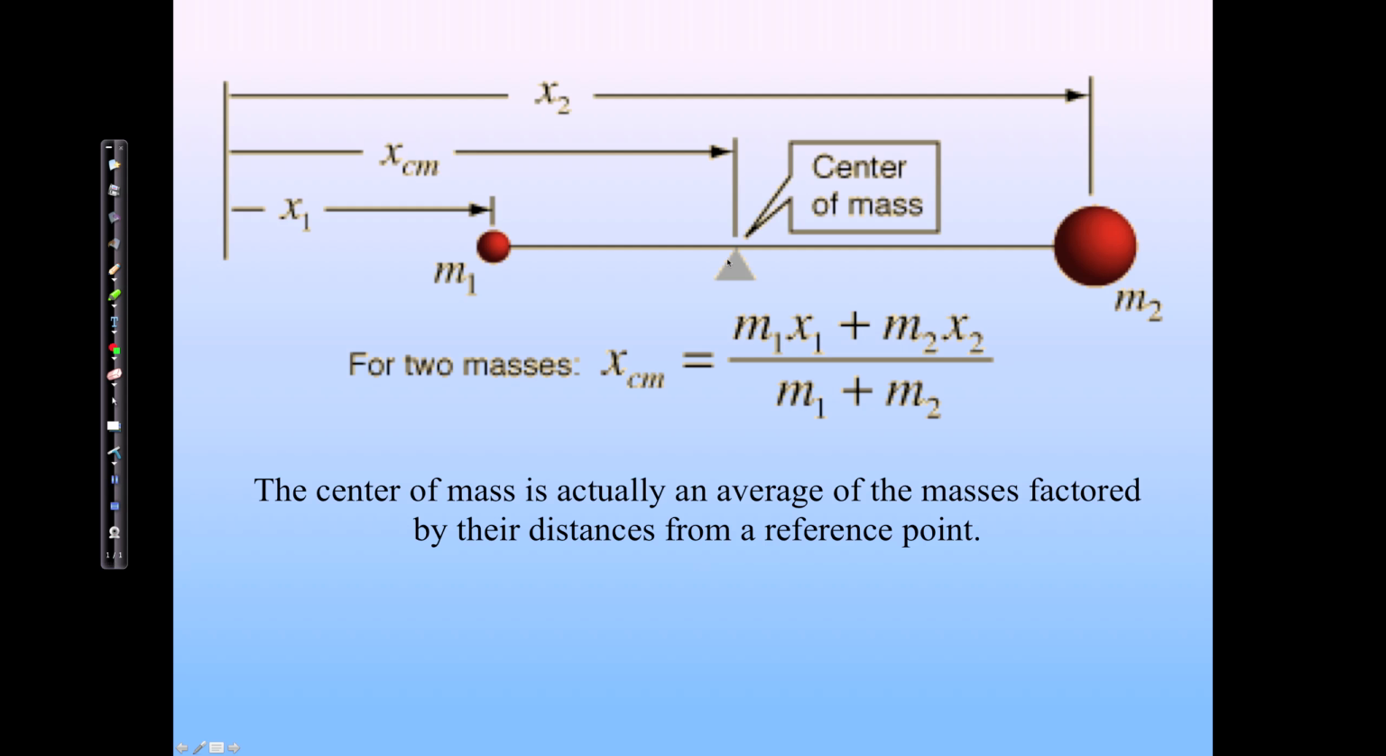Now, if M2 is bigger than M1, because this term gets bigger, the center of mass moves closer to M2. If M1 is bigger, then this term is bigger, and the center of mass moves closer to M1.